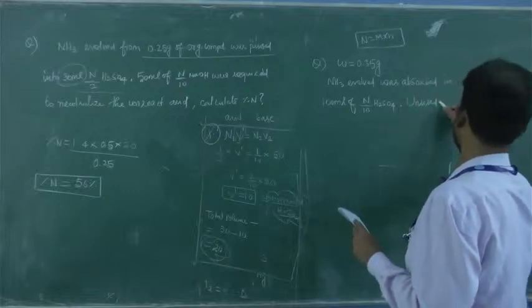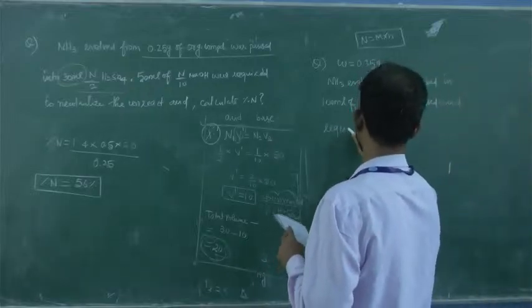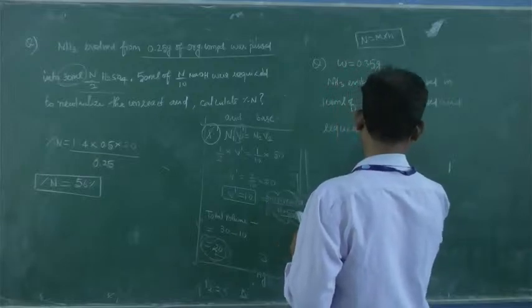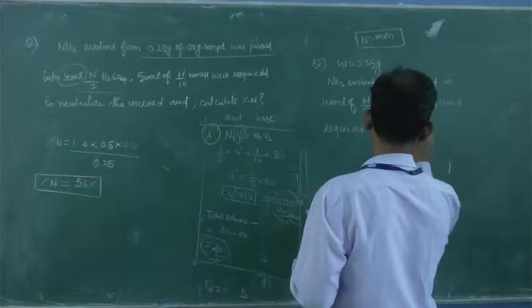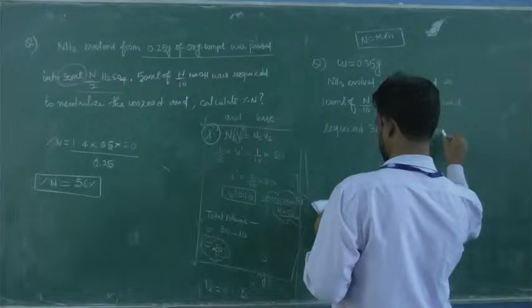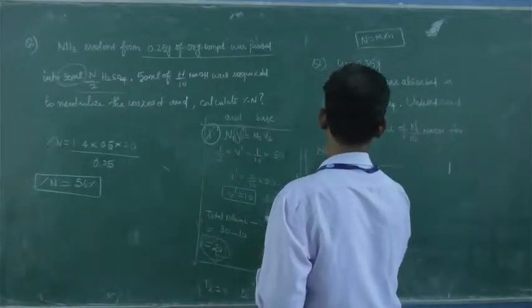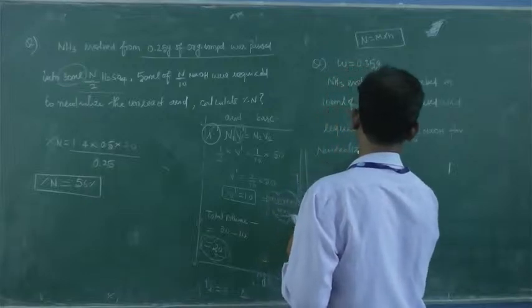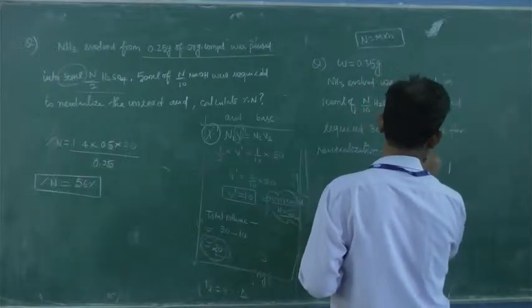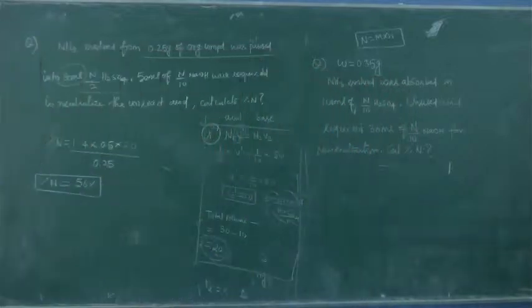Unused acid required 30 ml of N/10 NaOH for neutralization. Calculate percentage of nitrogen. Okay, I hope you can do this problem.